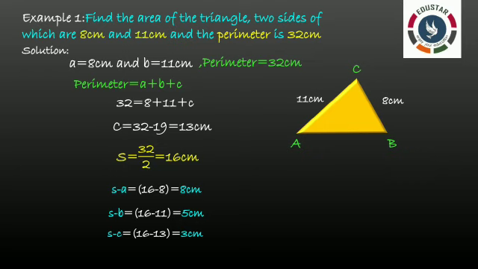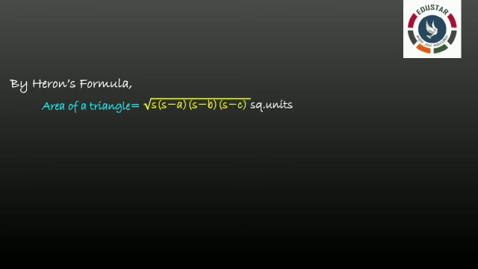Now let's apply these values in Heron's formula. What is your Heron's formula? Area of a triangle is equal to square root of s into s minus a into s minus b into s minus c square units. So now we have the values of s as 16, s minus a as 8, s minus b as 5 and s minus c as 3.